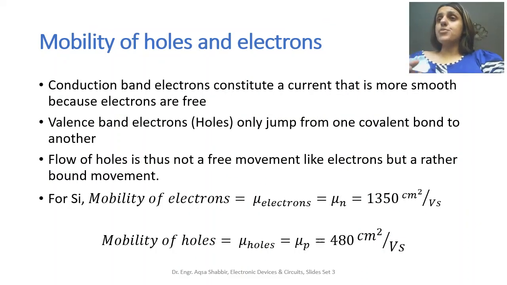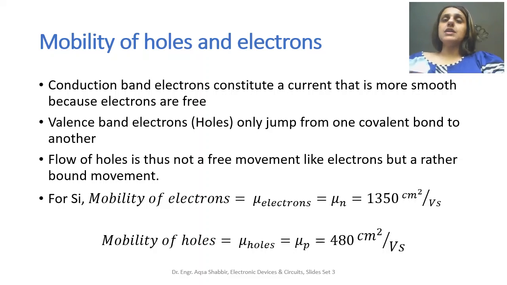This then naturally brings us to the mobility of holes and electrons. Now, conduction band electrons are more free, and therefore they have a higher mobility and they constitute a current that is more smooth. Whereas holes, they're not as free as the electrons inside the conduction band. In fact, we know that the movement of holes is actually a movement of valence band electrons, which are only able to jump from one covalent bond to another. Therefore, the mobility of holes is much lesser than the mobility of electrons.